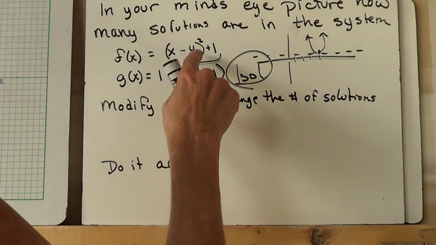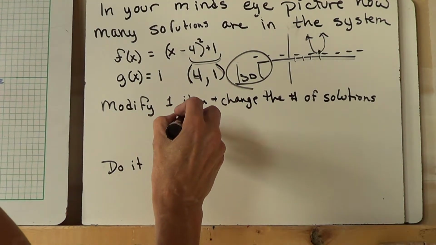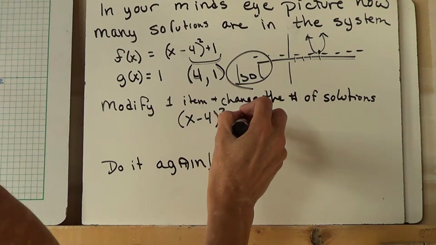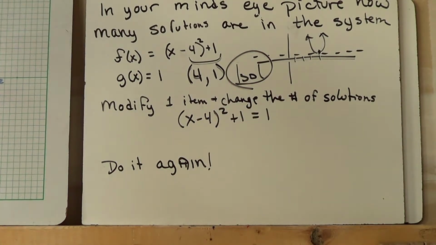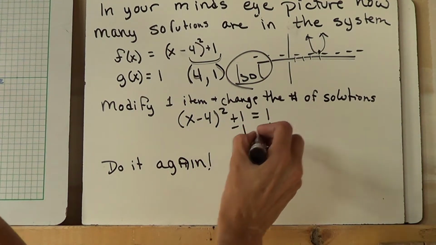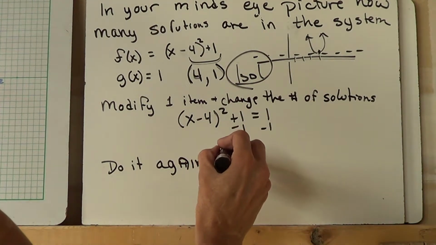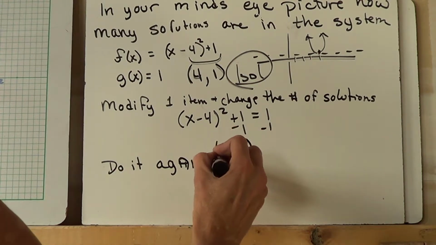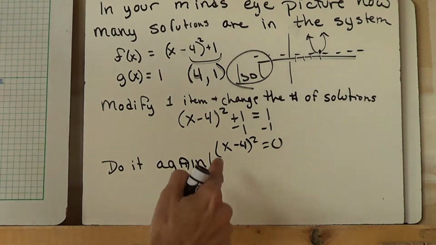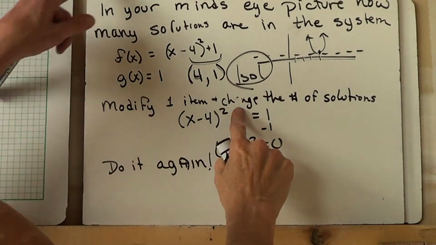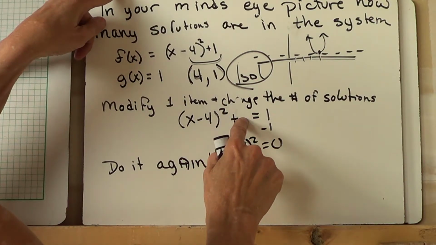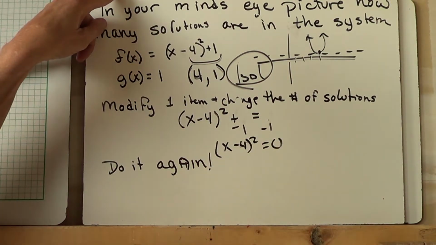Well, when they're in this kind of an equation, you could actually even solve it. x minus 4 squared plus 1 equals 1. What's creating only one solution is that when we subtract here, we end up getting x minus 4 squared equals 0, and the square root of 0 is 0. So all that we're saying is that we want to change this to change the number of solutions. All we need to do is change this number or change this number.